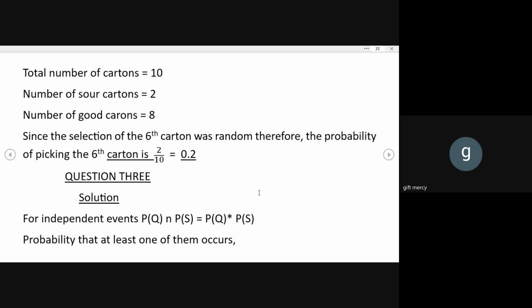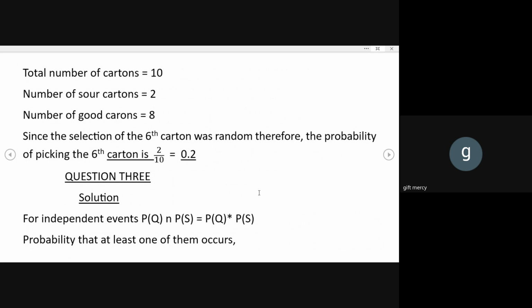Basically, the concept behind this question is about discrete random variables. Our selection is going to be random, and the probability of selecting a sour carton of milk is 2 out of 10. So our answer would be 2 out of 10.